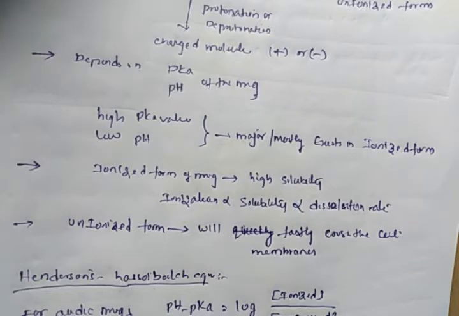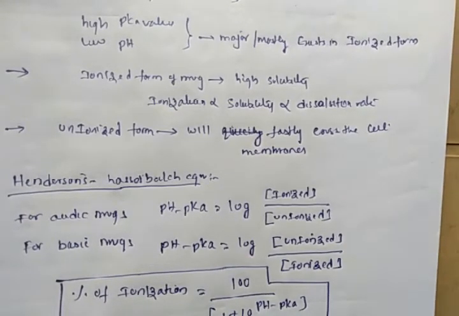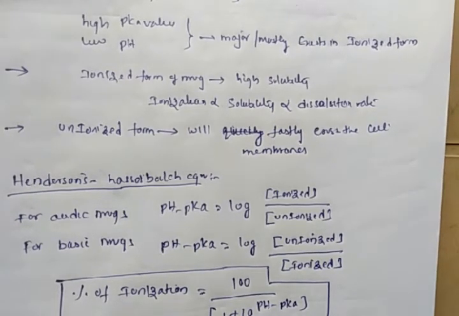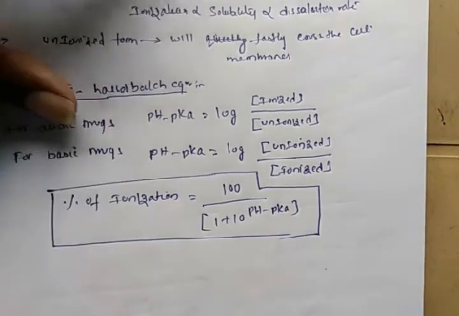For acidic drugs, the Henderson-Hasselbalch equation is pH minus pK is equal to log of the concentration of the ionized drug to the concentration of the unionized drug. For basic drugs, pH minus pK is equal to log of the unionized drug to the ionized drug. The percentage of ionization is equal to 100 divided by 1 plus 10 to the power of pH minus pKa. So in order to predict the ionization power of the drug molecule, we will use the Henderson-Hasselbalch equation.